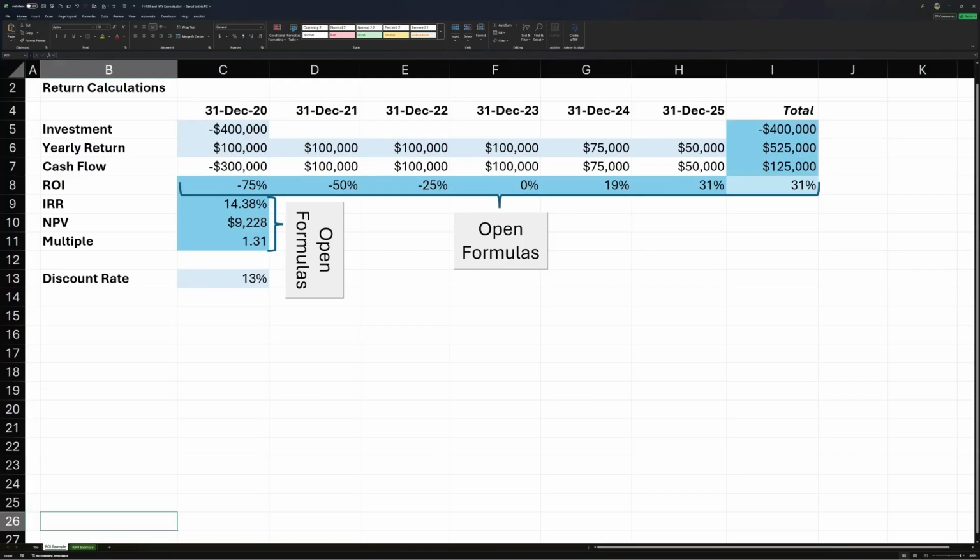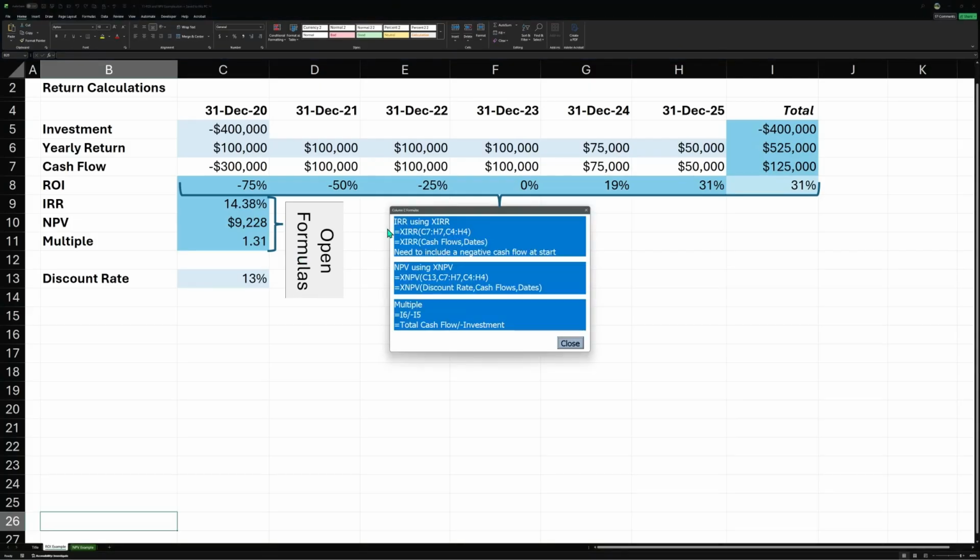Let's start with the ROI example. We have an initial investment, which we put in as a negative number, and yearly cash flows or returns, as you see here. So when we open the first button here, which is the typical IRR, NPV, and multiples, we can build our formulas. In the case of IRR, we're using XIRR, where XIRR is equal C7 to H7, which are our yearly cash flows, and C4 to H4, which are our dates. And you notice we put in specific dates, therefore we can use XIRR.